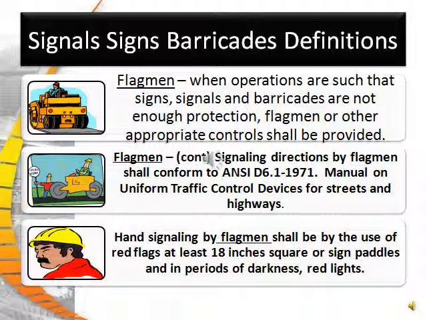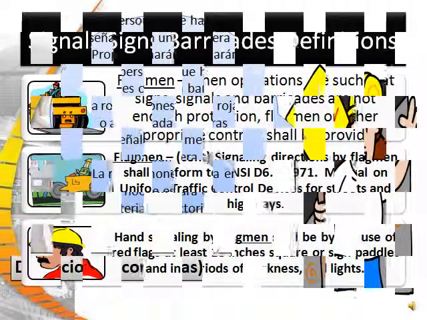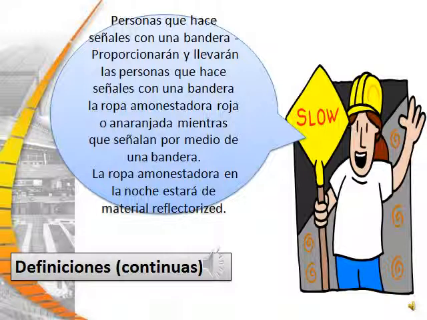Hand signaling by flagmen shall be using red flags at least 18 inches square or sign paddles, and in periods of darkness, red lights. Flagmen shall be provided with and shall wear red or orange warning garments while flagging. Warning garments at night shall be of reflectorized material.